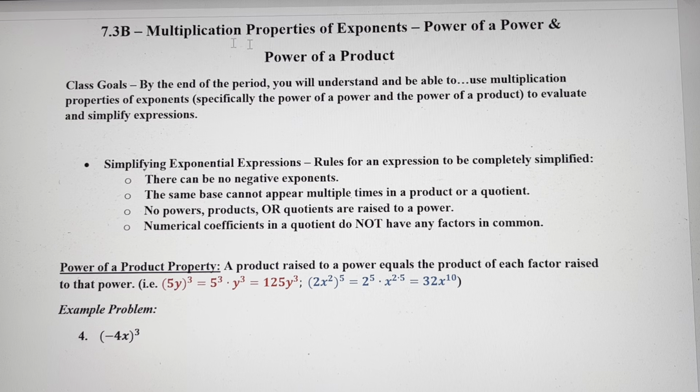Okay, so in this video, we're going to finish up the 7.3b notes by going over the multiplication properties of exponents, specifically the power of a product. Product means we've got two things that are multiplied together, and we're raising that product to a power. So the rules are a little bit different here than the previous multiplication properties we've used.